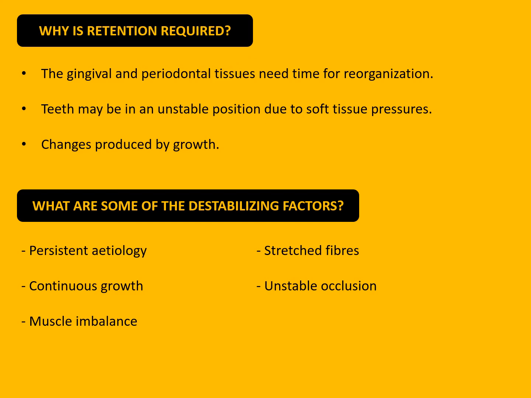What are some of the destabilizing factors? The presence of any persistent etiology, continuous growth, muscle imbalance, stretched fibers, and also the presence of an unstable occlusion. So these are some of the destabilizing factors which you have to keep in mind.